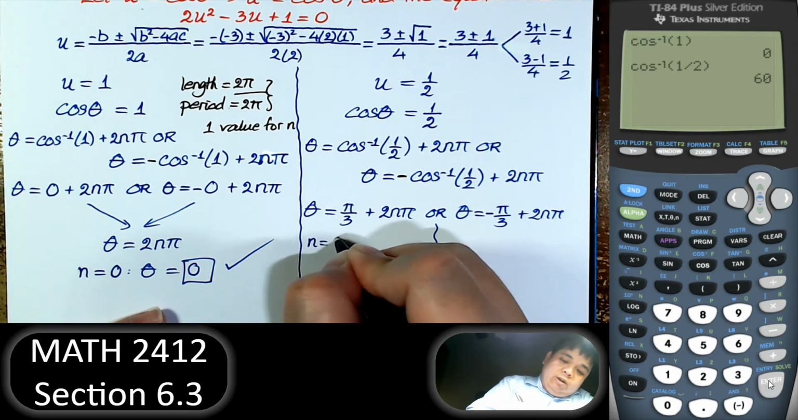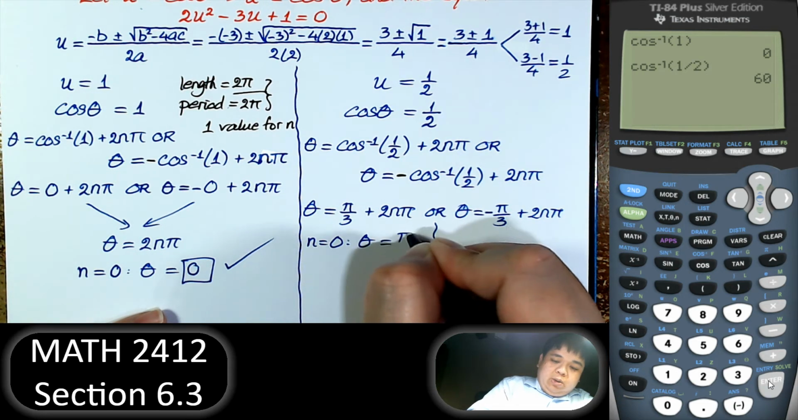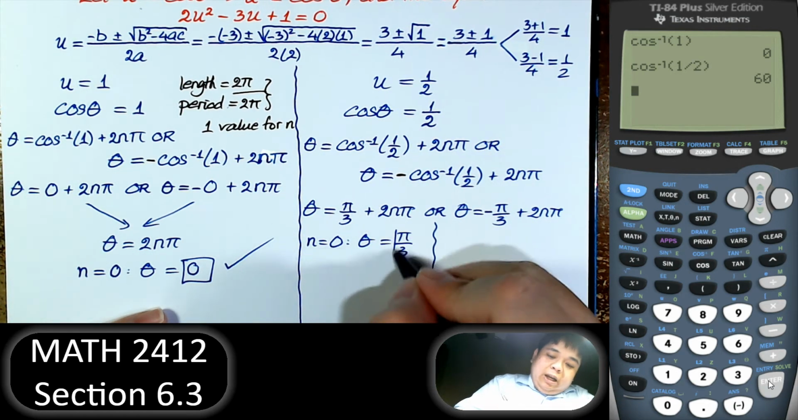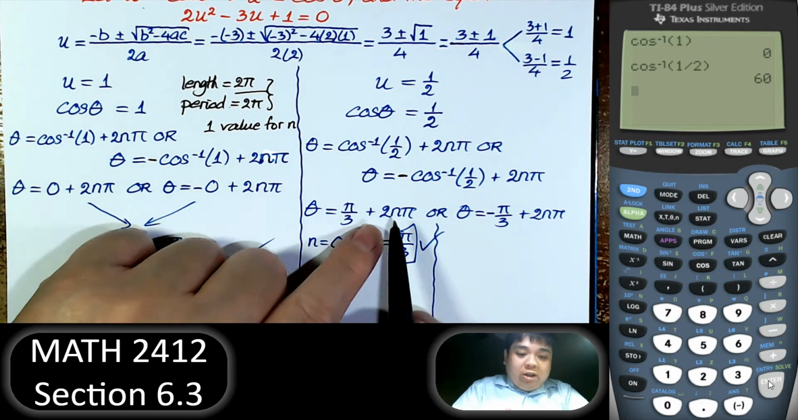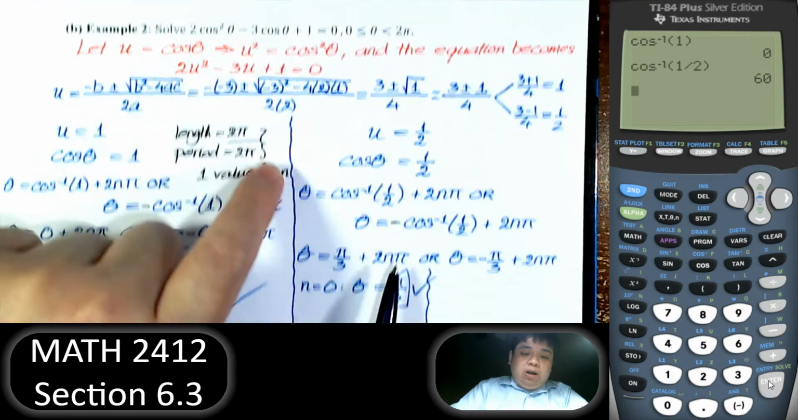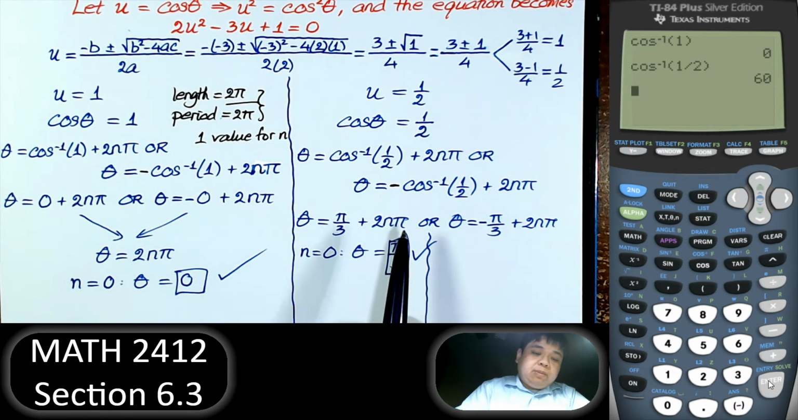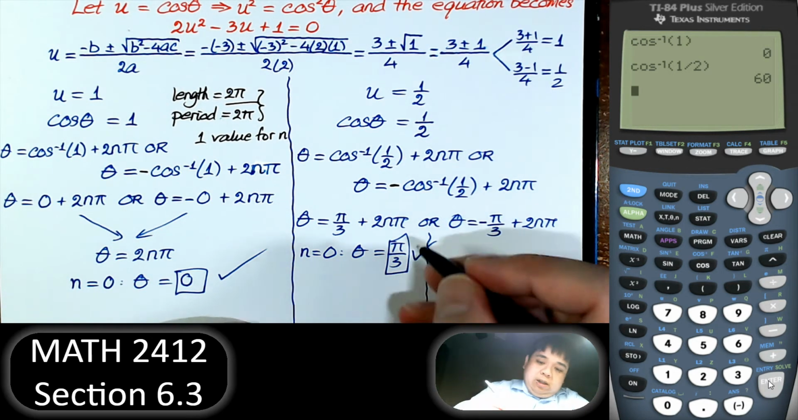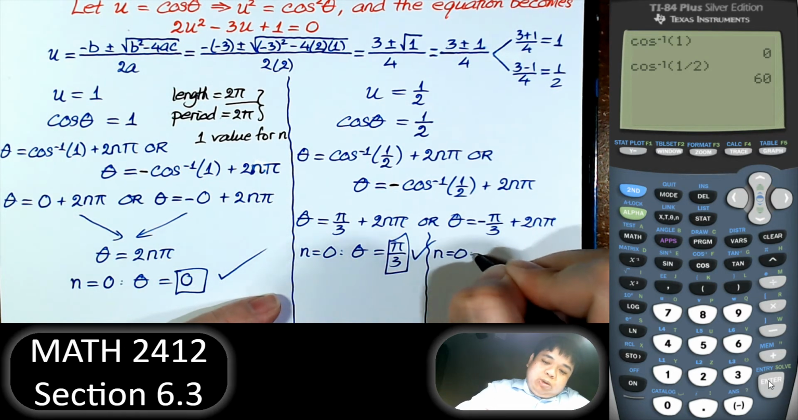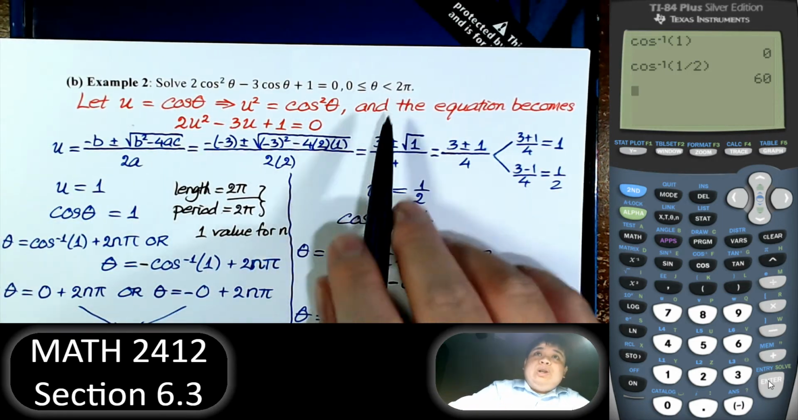When n equal to 0, we have theta equal to pi over 3, which is good. Now, on this one, once again, the length is 2 pi, the period is 2 pi. 2 pi divided by 2 pi is 1. So we only have 1 value for n that will work. Now for this one, if we choose n equal to 0, it is negative pi over 3, and that doesn't work. It's not between 0 and 2 pi.